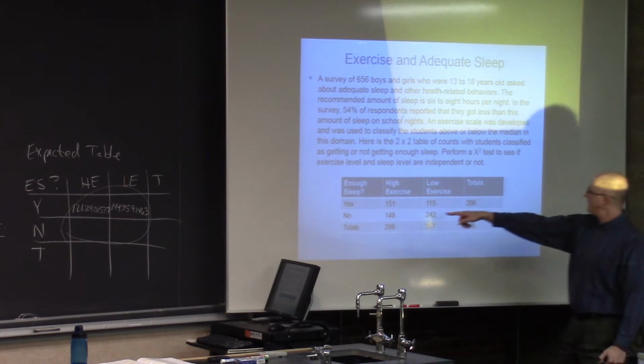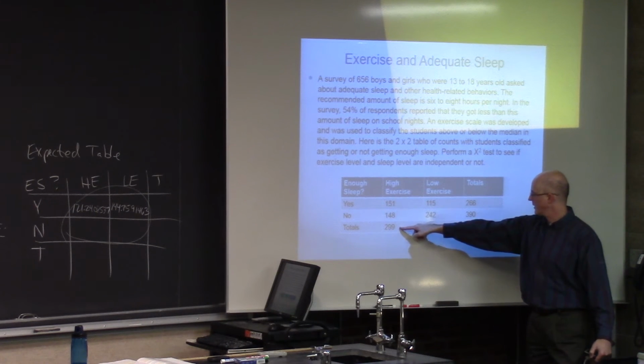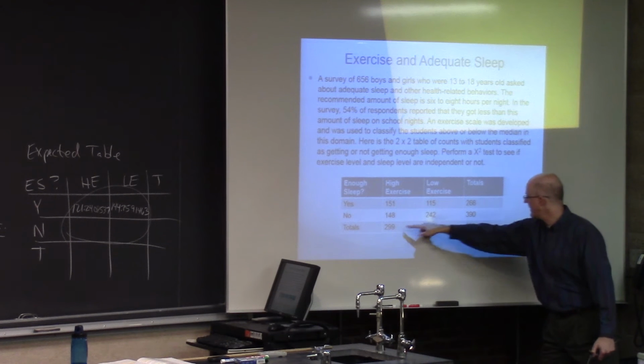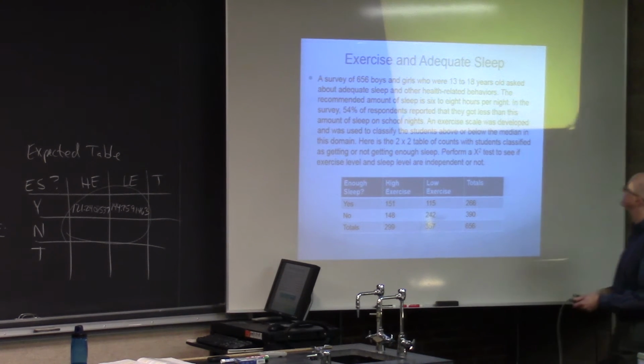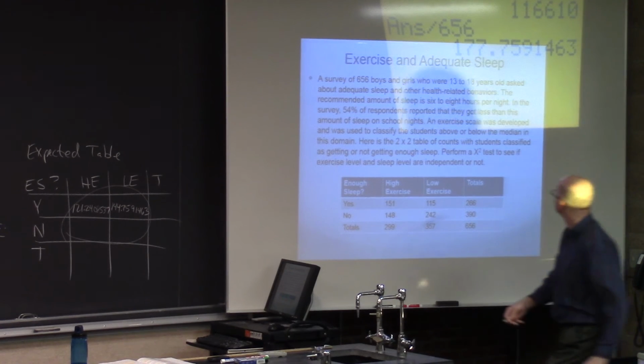What about the lower left one? That's corresponding to this cell, take that row total times this column total, 299 times 390 divided by 656. 299 times 390 divided by 656. 177.7591463.